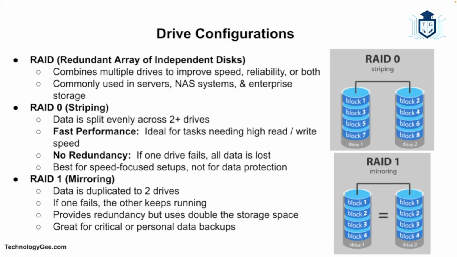Then you have what is called RAID 1, or mirroring. This is when your data is copied exactly to two different drives. So if one fails, you still have the other drive to go to. It provides redundancy, but it does use double the space. And this is great for important data that you do not want to lose.